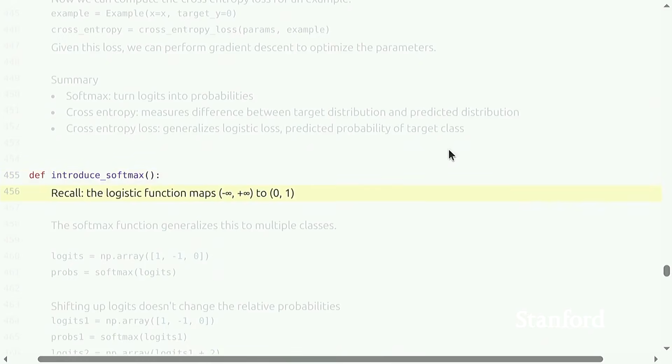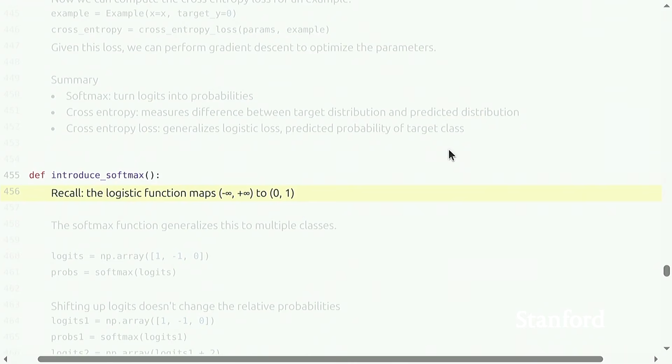So what if I just apply the logistic function on each logit? Is that going to work? No, because remember, the probabilities have to sum to 1. They have to be coordinated. Okay, so I'm going to introduce a function called the softmax.